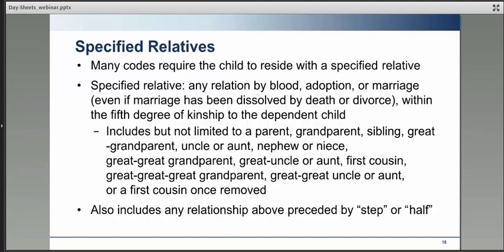The death or divorce does not terminate that relationship for these particular uses. Now, it's important to understand that exception because that's not always the case. As we know, legally, a death or divorce can sever certain relationships, and we have to make certain accommodations based on those. However, in the terms of day sheets, that is not the case. The death or divorce does not separate the relationship for the specified relative connection. And it's up to the 5th degree of kinship up through the child. So that can include a parent, grandparent, sibling, great-grandparent, uncles, aunts, nephews, nieces, all the way up through great-great-great-grandparent or a first cousin once removed.